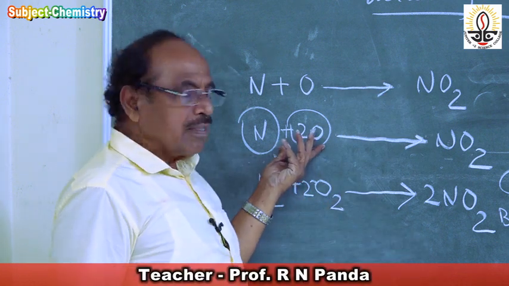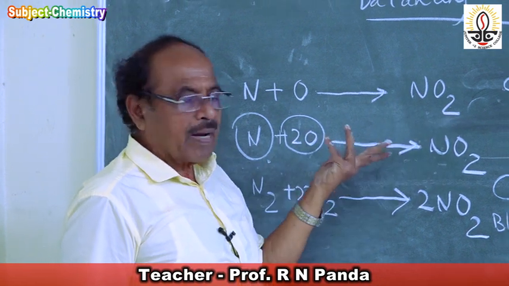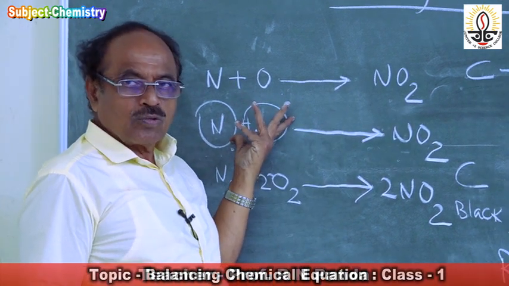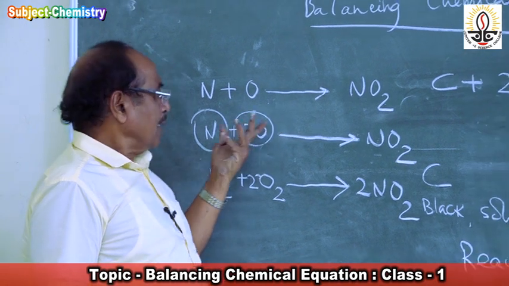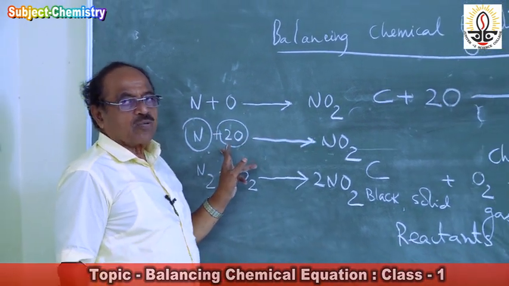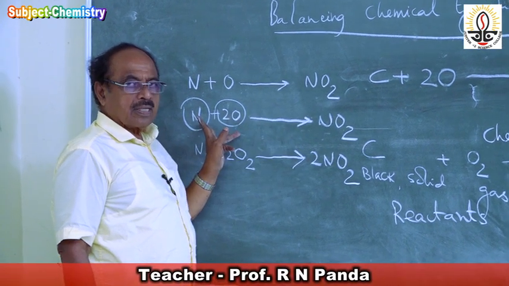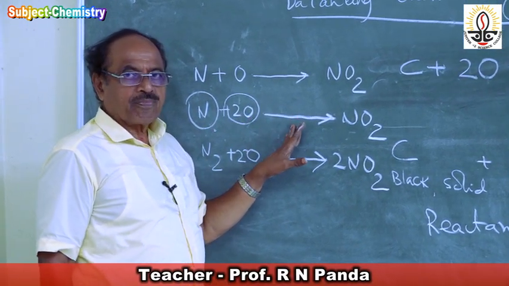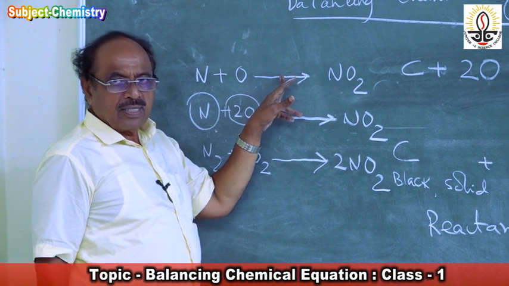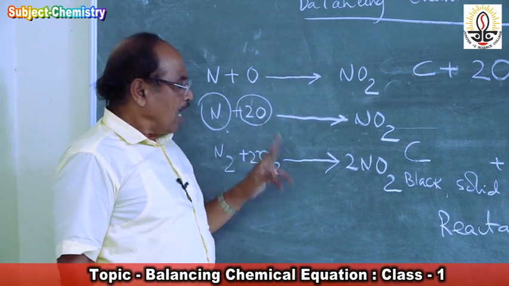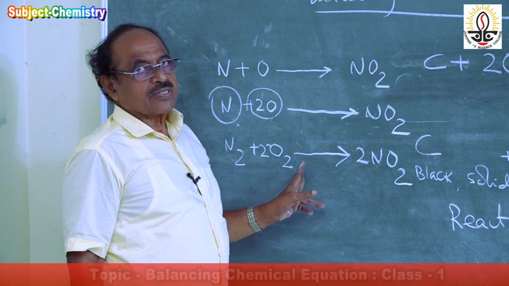Now, if you want to make it an equation, you have to make the number of atoms equal. So two atoms, so write 2 atoms, 1 atom. So this is an equation now. This is an expression, this is an equation. Now this is a balanced chemical equation.